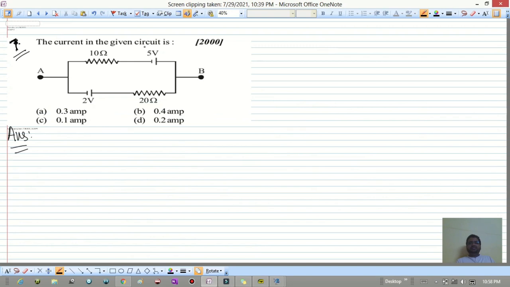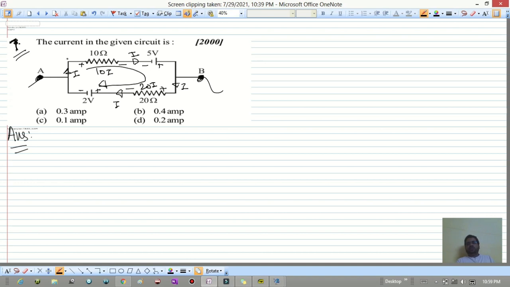The current in the circuit is, okay. So over here, this A terminal and B terminal are not connected to any battery. That means in this we have only one current. So we'll consider the current direction in this way, I. In this way it is I, in this way it is I. So this is plus minus, this will be 10I. This is plus minus, this will be 20I. This is plus, this is minus.